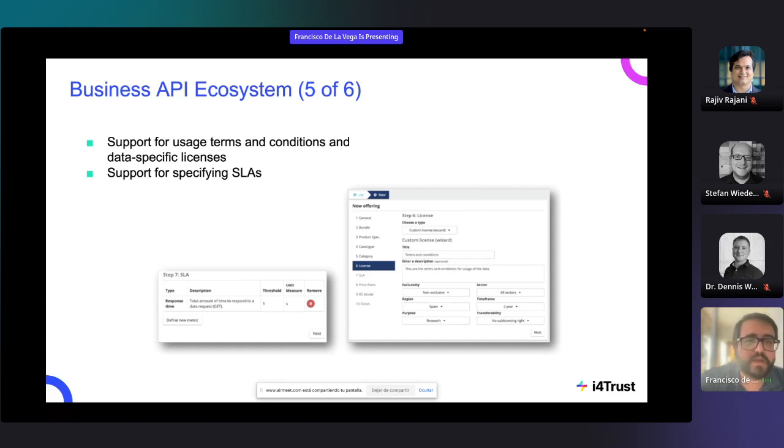And well, it is also possible, when you are creating an offer in the business API ecosystem, to specify different kinds of service level agreements that are to be satisfied.